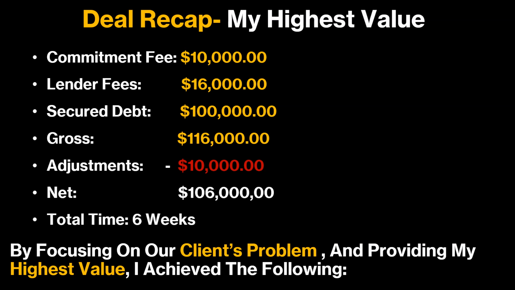Okay? I picked up the $16,000 in lender fees. I secured a $100,000 debt. It's $116,000. I made the adjustments, paid back the $10,000, net with $106,000. Took me 6 weeks to do this. And that was all about focusing on the client's problem and providing my highest value. And I achieved that. That's how it works, guys.